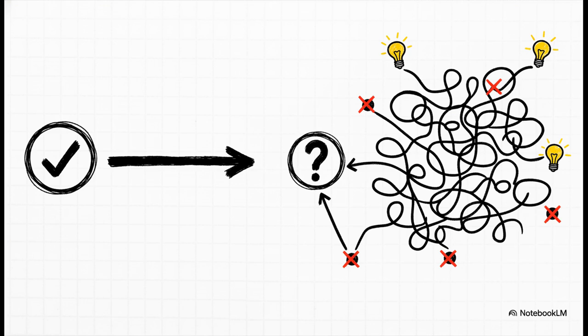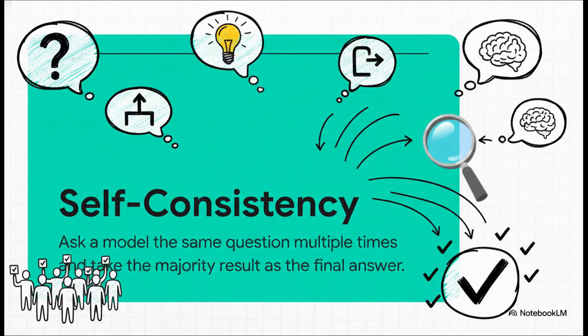Okay, so that's great for straight-up facts. But what happens when the problem is a bit more complicated? What if it's a logic puzzle where there could be a bunch of different ways to get to the answer? Well, the next technique is called self-consistency. And the idea here is pretty cool. You basically let the AI try to solve the problem a few different times, coming up with different paths to the answer each time. Then you just take a vote. The answer that shows up the most is probably the right one. It's kind of like polling a committee of experts that just happens to be the same AI.